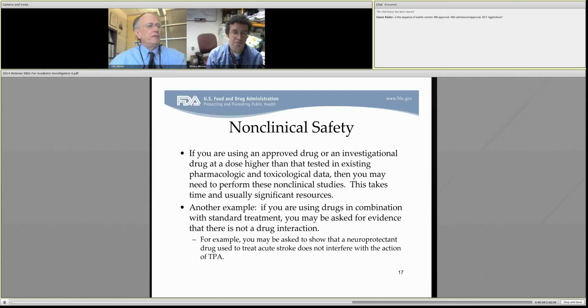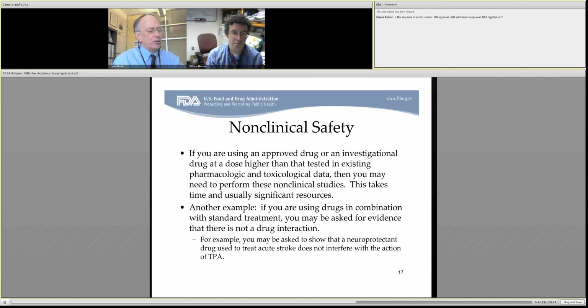Non-clinical safety. If you're using an approved drug or an investigational drug at a higher dose than that tested in existing pharmacological and toxicological data, then you may need to perform these non-clinical studies. This takes time and usually significant resources. Another example, if you're using drugs in combination with standard treatment, you may be asked for evidence that there's not a drug interaction.